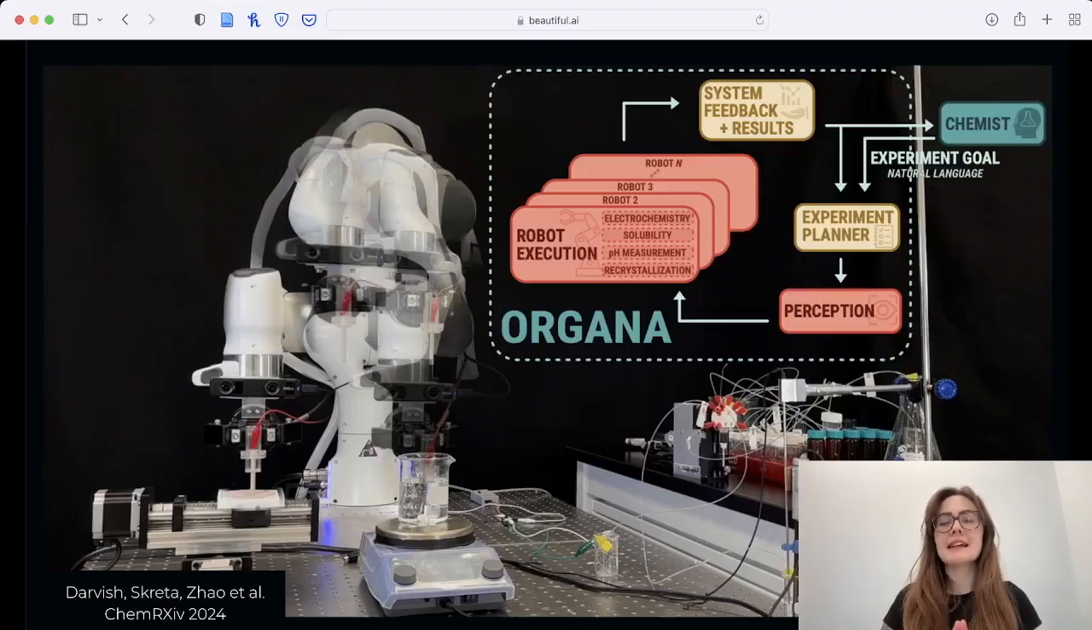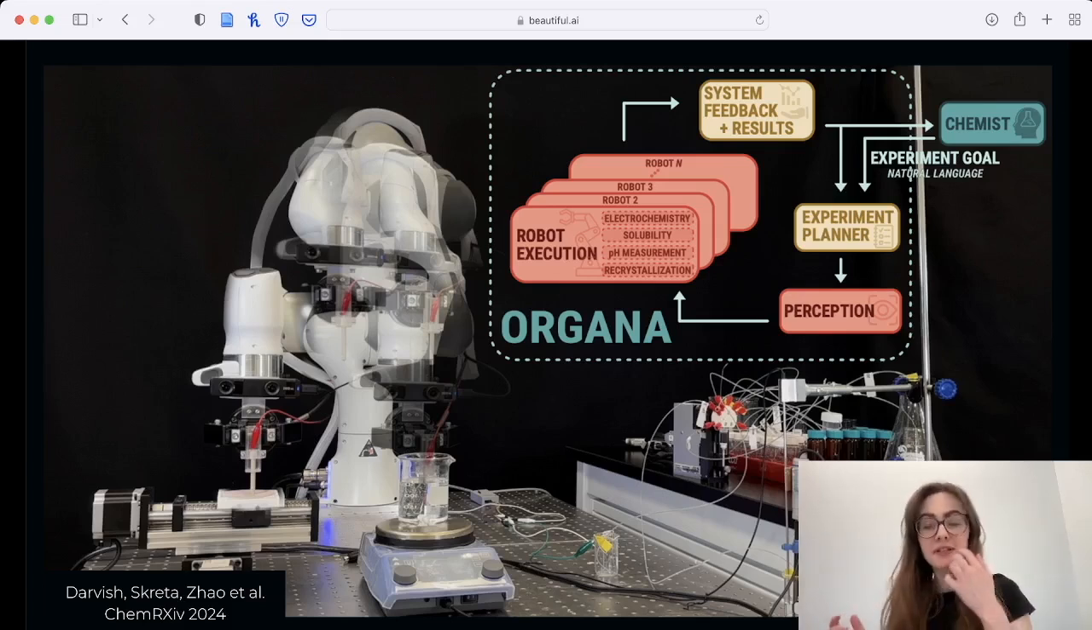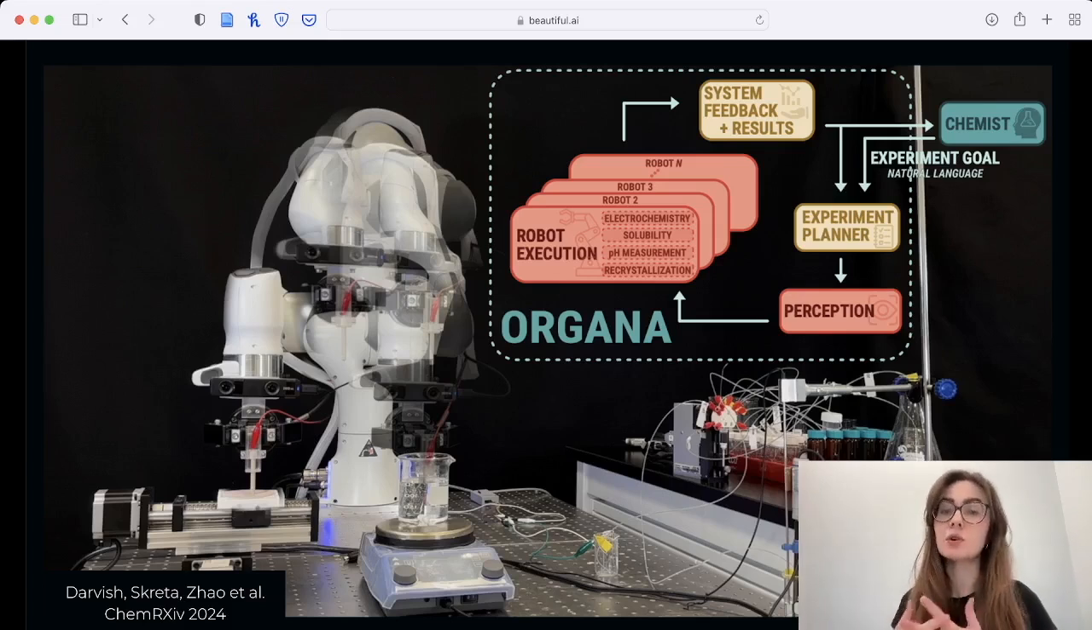ORGANA is a robot assistant that consists of multiple different components, and I'll go into what all of those components are. The first experiment that we show ORGANA on is an electrochemistry experiment that requires multiple different steps, including electrode polishing, in order to characterize the electrochemical properties of an unknown quinone molecule.